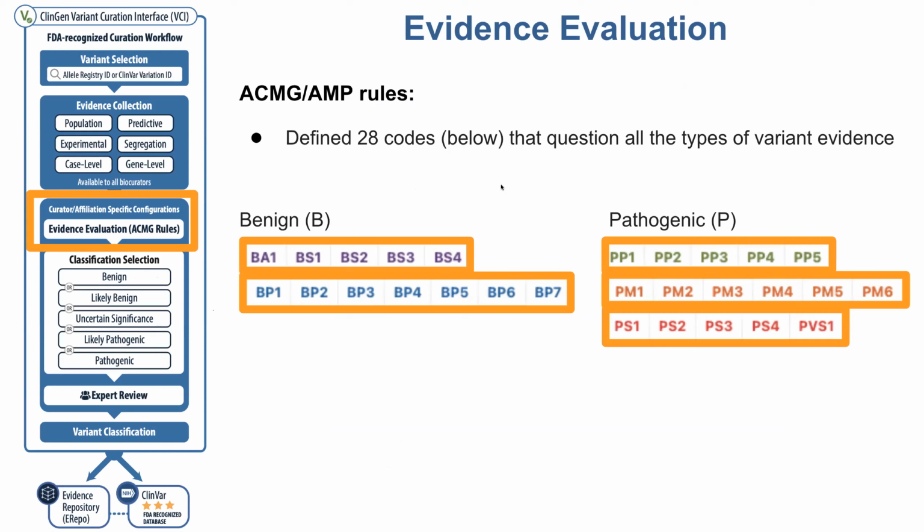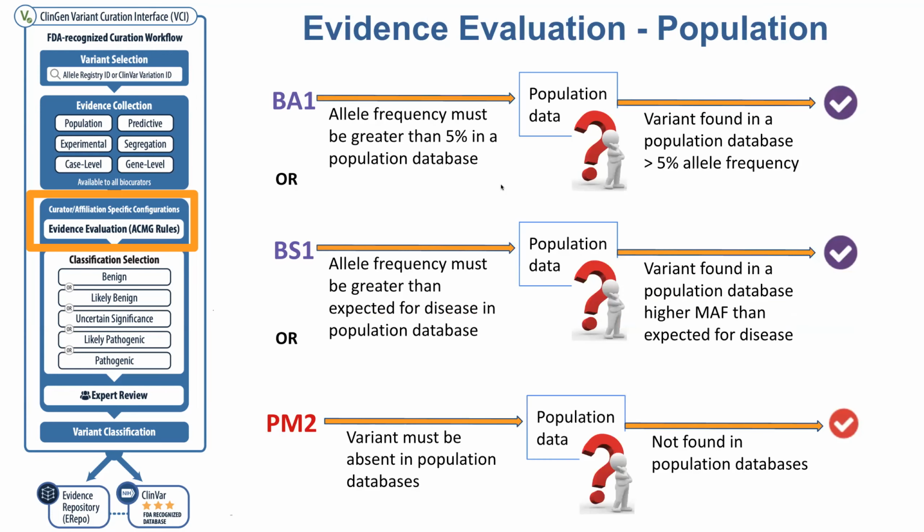Some of them, if answered in the affirmative, make a variant more likely to be benign, those beginning with B, and the rest, if considered to be met, make the variant more likely to be pathogenic, those beginning with P. So how is this evidence evaluated using the ACMG rules? Well, I'm going to give population as an example. There are 3 ACMG codes that allow you to question the population data you see displayed in the VCI. These are BA1, BS1, and PM2.